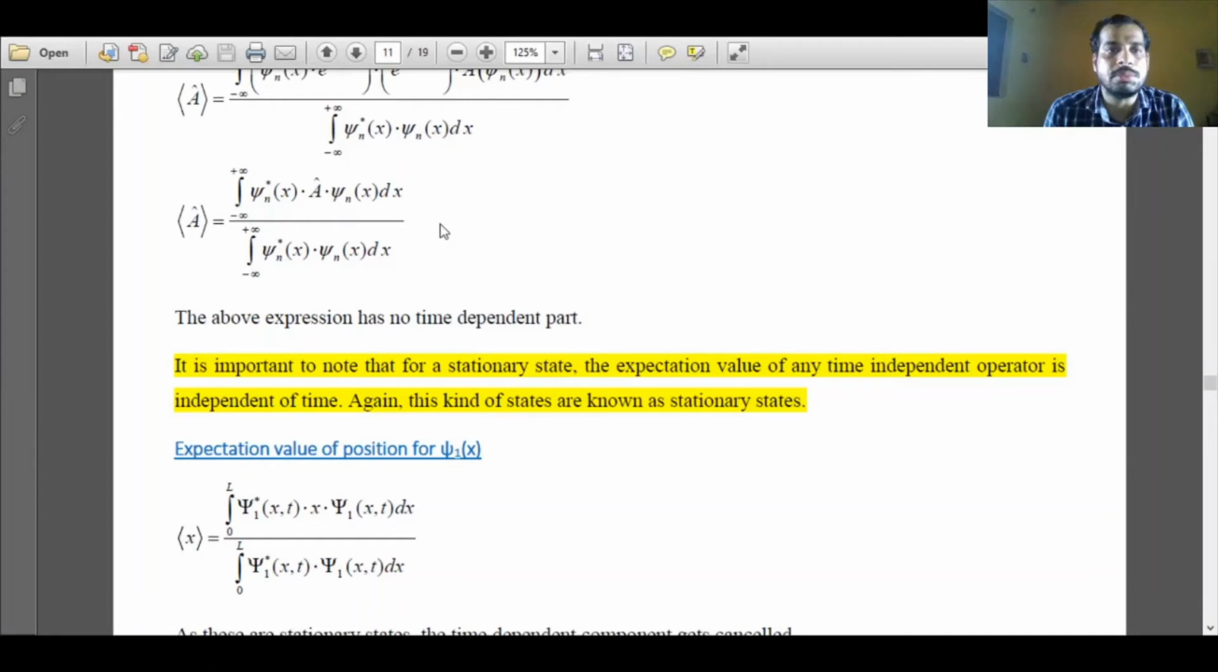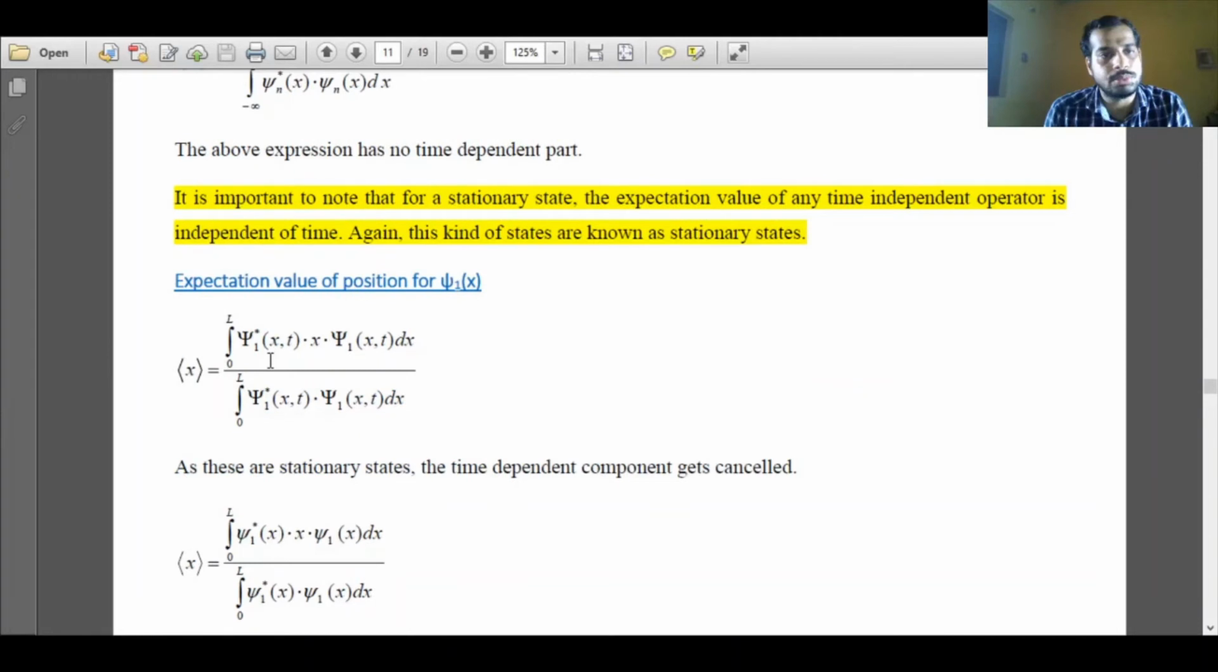And if I say the expectation value of position is equal to L by 2, it means the wave function is symmetric with respect to L by 2. So for the first eigenstate, the expectation value for position of the particle is L over 2. What does this mean? It means the particle will be found at the center of the box. L by 2 means the center of the box, and that is correct.